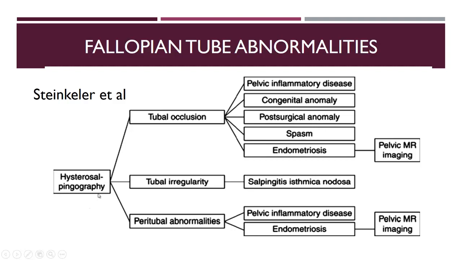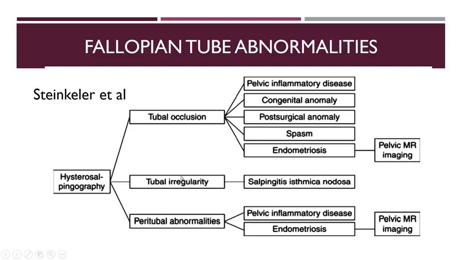by hysterosalpingography, either that the tubes are occluded. And occluded fallopian tubes may be proximal or distal. The problem is to differentiate proximal occlusion from spasm, or distal obstruction at the fimbrial end. The most common causes of tubal occlusion are pelvic inflammatory disease, congenital anomaly, post-surgical anomaly, spasm, and endometriosis. To see the cause of tubal occlusion, we have to do MRI. Of course, laparoscopy is the gold standard.